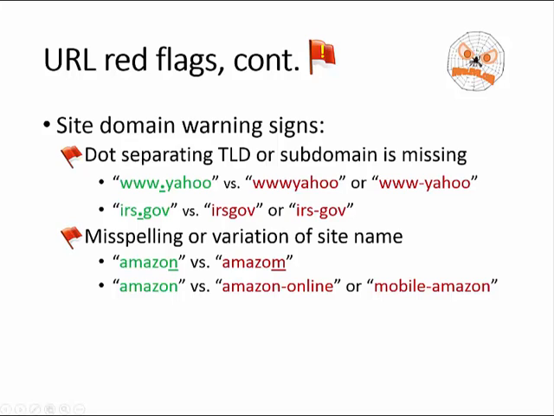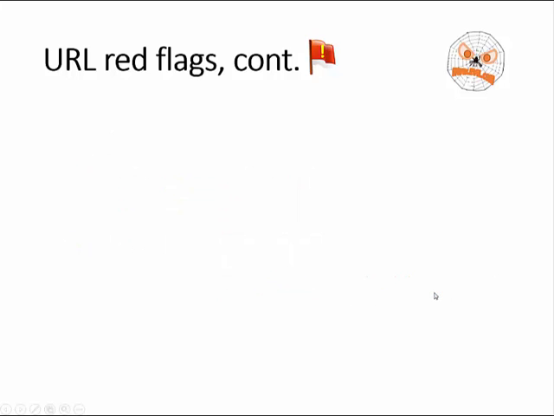Also, you might see a misspelling or a variation of the site name. So where you'd expect to see Amazon, you see Amazon with an M. And this is a really effective trick because if you're typing fast, you might type the wrong URL in and end up at a malicious site. The other thing that's common is they take a normal thing, normally spelled, but they add something to it. So it's Amazon-online or mobile-Amazon instead of just Amazon.